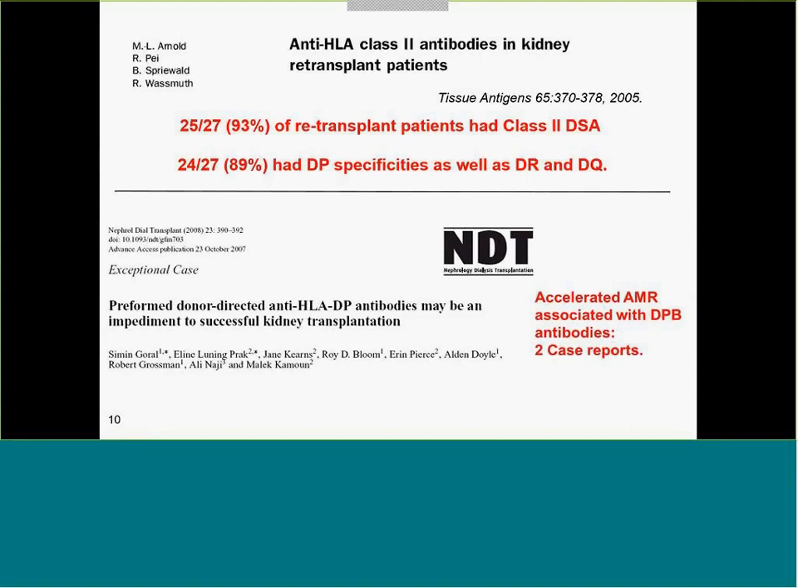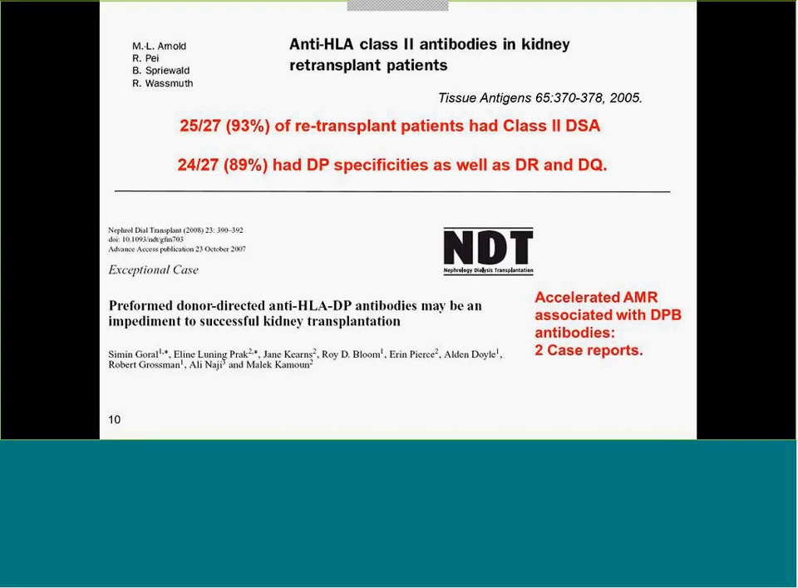In the top half of the slide was some early data in 2005 published by Marie-Louise Arnold and Ralph Wasmuth's lab in Germany. It was interesting. They had a cohort of patients who had lost their graft. All of these were taken off of immunosuppression. Most of them had transplant nephrectomies at the time. In this cohort, 93% of these people made a class 2 antibody, DSA, after the cessation of immunosuppression and nephrectomy. And interestingly, 89% of them produced DP specificities as well, in addition to a compilation of DR and DQ.